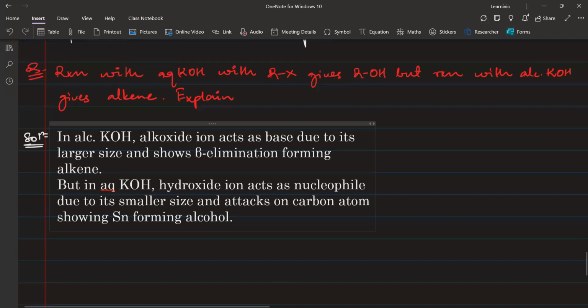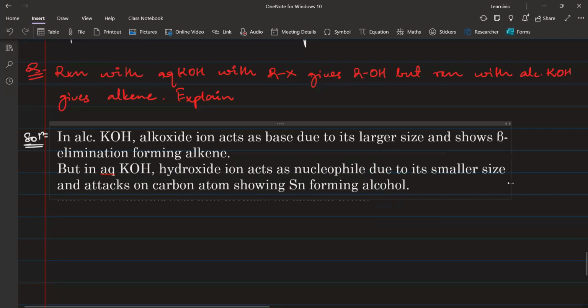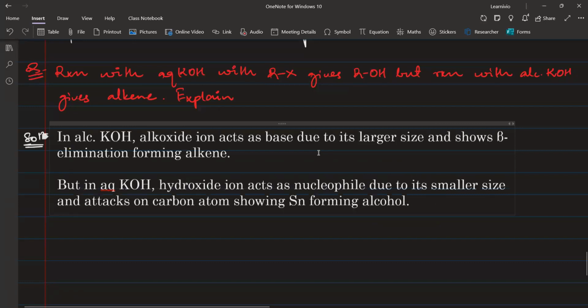कि alcoholic KOH में it acts as a base. ठीक है, बेस का काम क्या होता है, हाइड्रोजन पे लेके जाना, तो हाइड्रोजन को लेके जाता है. And in aqueous KOH, hydroxide ion, it acts as what? Nucleophile. Nucleophile का काम क्या होता है? To attack on carbon atom. तो वो carbon atom में काम करता है. The difference is alkoxide ion is a base और वहाँ पे hydroxide ion रहता है. Alkoxide ion, it is having larger size. That is why it shows beta elimination and it forms alkene. But aqueous KOH, it forms alcohol because of its smaller size.